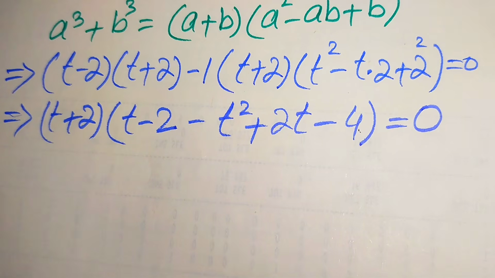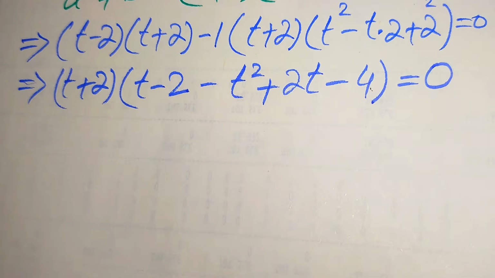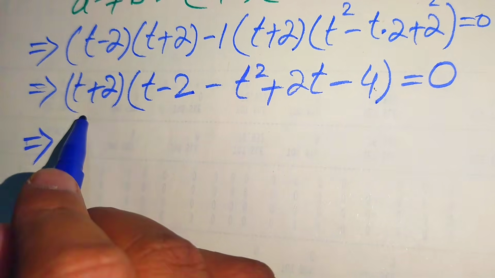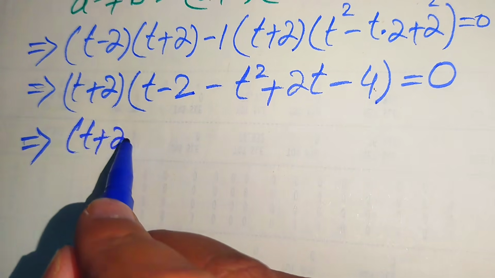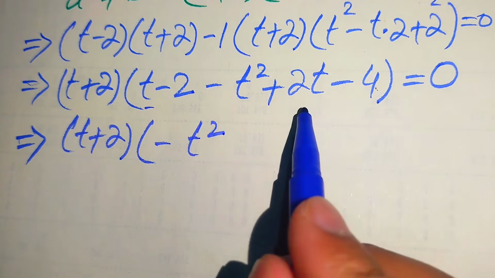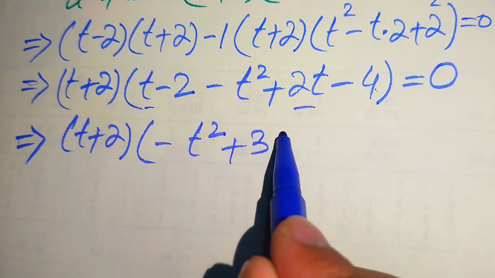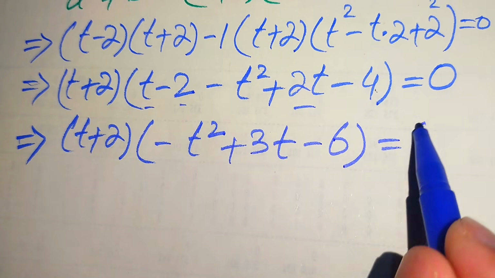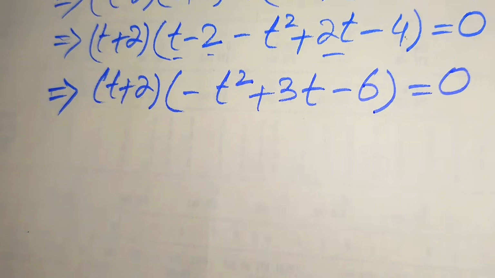And further in the next step we need more simplifications, and it will be written in this form. So this is t plus 2 times of, here we have minus t square, and t plus 2t becomes 3t, and minus 2 minus 4 becomes minus 6, and this whole equation is equals to 0.